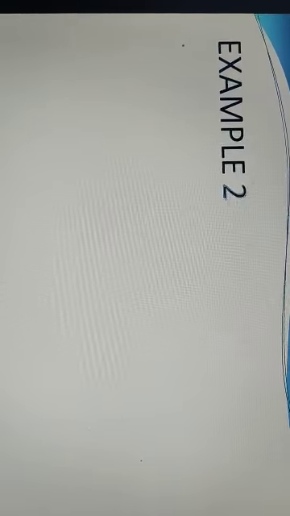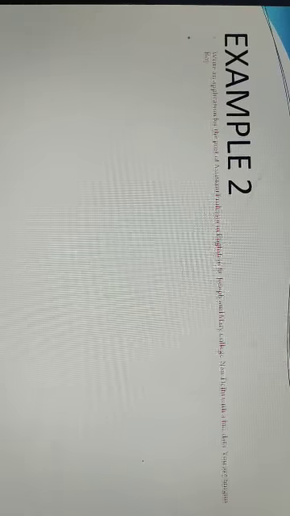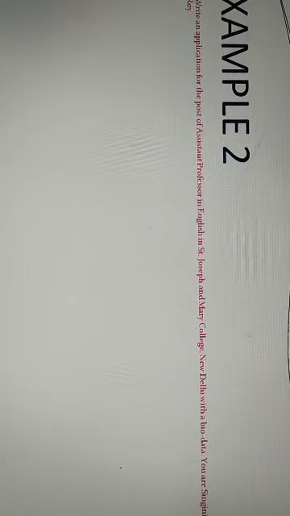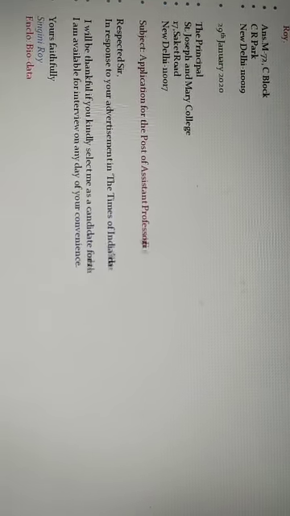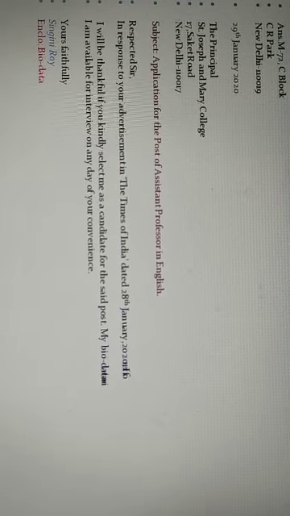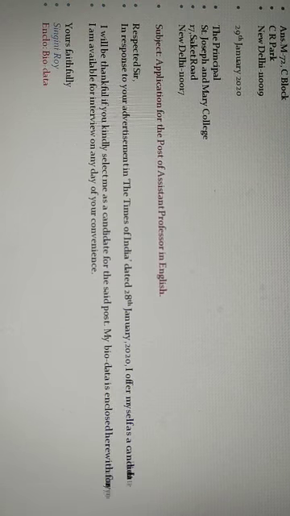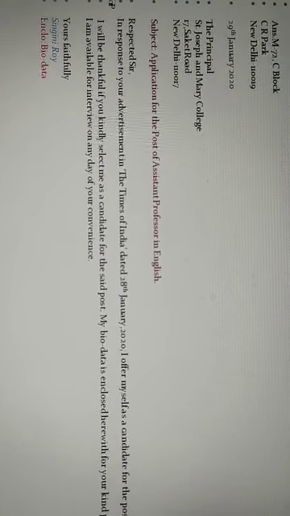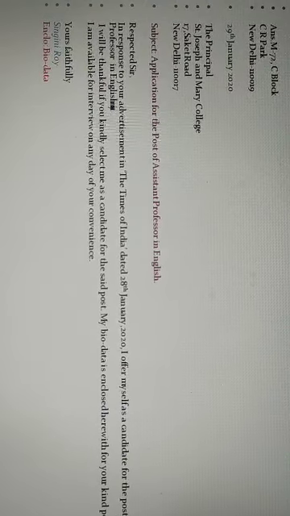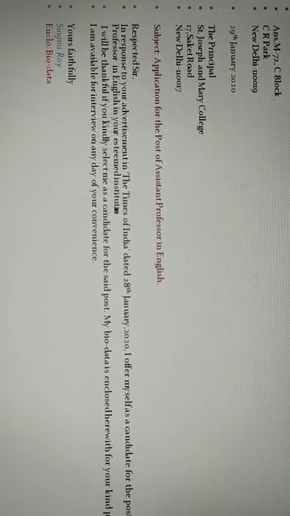Go through this, then it will become very clear to you. Write an application for the post of assistant professor in English in St. Joseph and Mary College, New Delhi, with the biodata. You are Singini Roy. So here goes. Singini Roy's residential address, date, the address of the principal where she is applying. Application for the post of assistant professor becomes the subject, and then you have the body of that application.